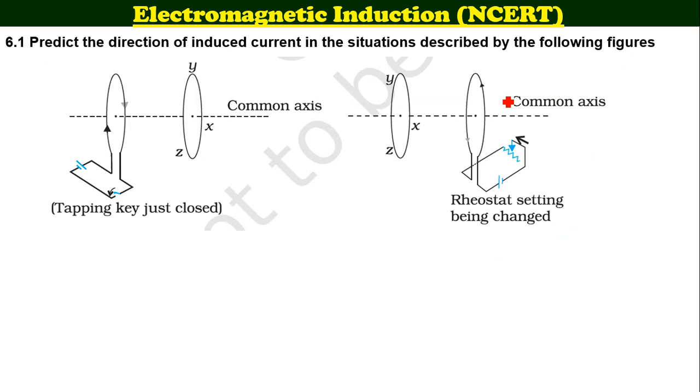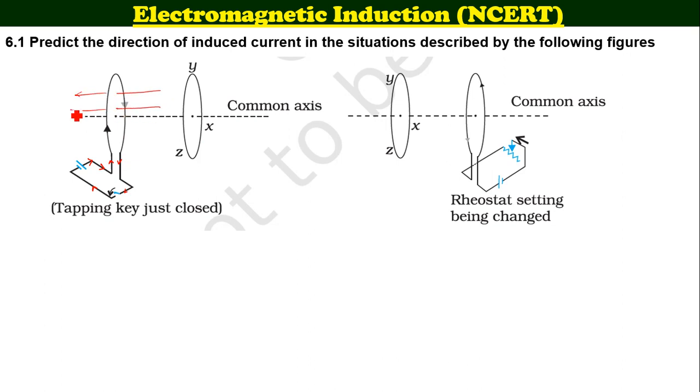Here, suppose the tap key is just closed, then what happens? Current starts flowing in this circuit. Current will be going from the higher potential plate to the lower potential plate. Now if you take your right hand, from the right hand thumb rule you can say that the magnetic field will be going in this direction.